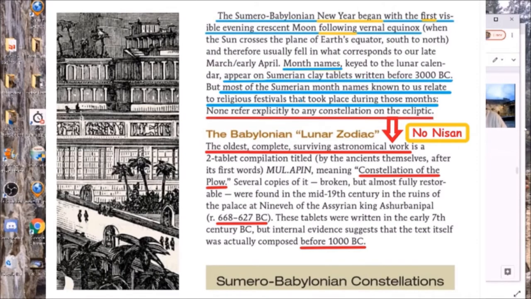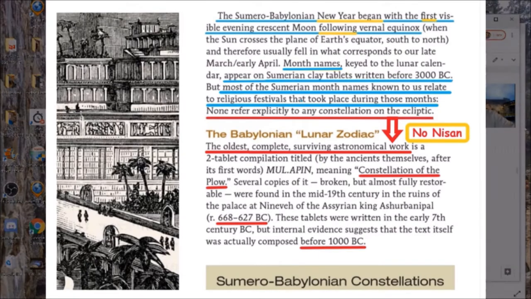red, the oldest complete surviving astronomical work, referring to the constellation of the Plough, was found in archaeology in the mid-19th century in the ruins of the palace at Nineveh. You know the story of Jonah, Nineveh, of the Assyrian king during that time period of 668 to 627 BC. But evidence suggests that the text itself was actually composed before 1000 BC.